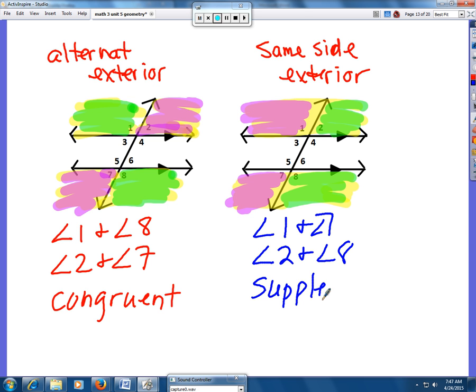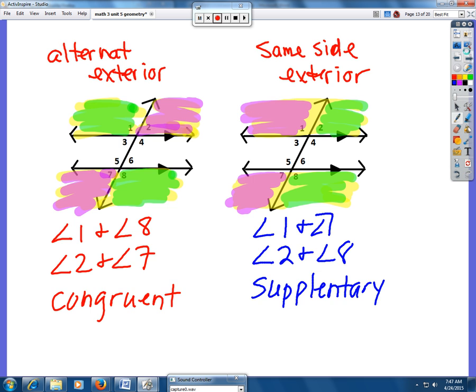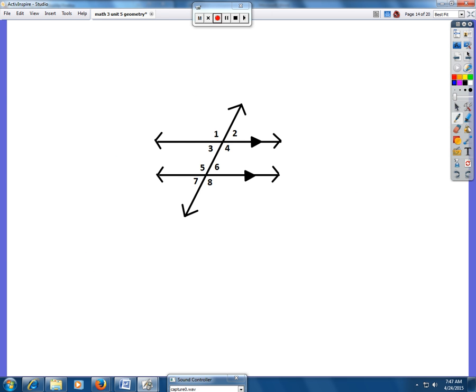And what does supplementary mean? Think about it. They add up to 180 degrees. So if you're solving a problem with same side exterior angles, you would take their sum and set them equal to 180. Whereas if you're using alternate exterior, you would set them equal to each other and solve. Okay, so next we're going to look at what we call corresponding angles.